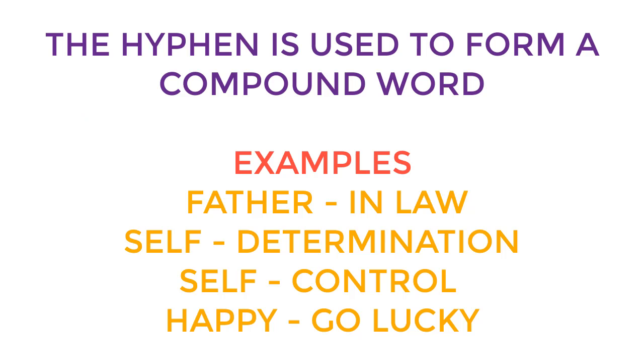Next is the hyphen. The hyphen is shorter than the dash and has several uses. 1. The hyphen is used to form a compound word. Study the following examples for a clear picture of this point being discussed. Father-in-law, self-determination, self-control, happy-go-lucky.